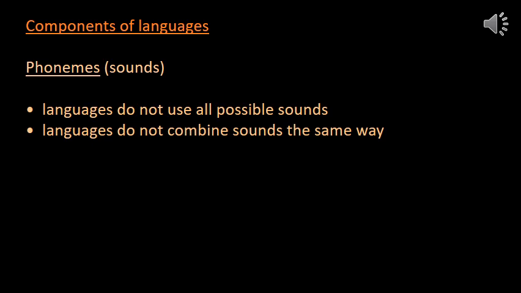We will continue with linguistics and the way it's linked with culture a little bit by seeing two major components of languages. The smallest component of any language is called a phoneme. A phoneme is a sound. Languages do not use all possible sounds that are possible to produce with the human body.